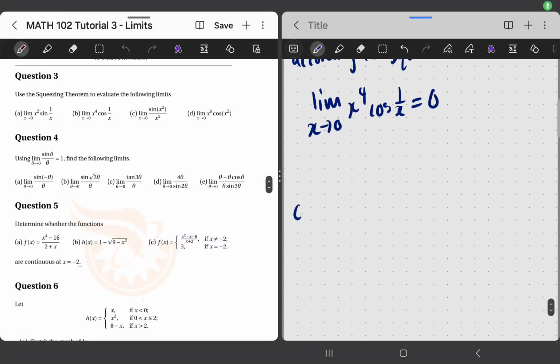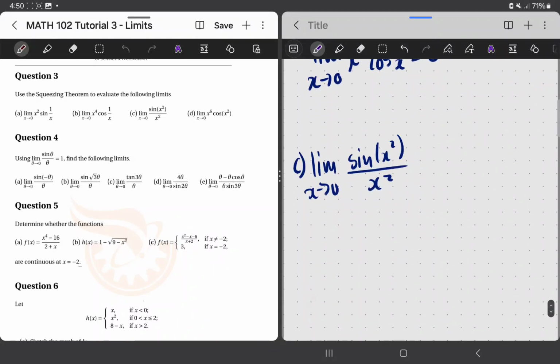All right, now we are doing part C, which is going to be the limit as x goes to 0 of sine of x squared all over x squared. Once you see sine of something, we don't care what it is. Once you see sine, you know it's from -1 to 1. So -1 is less than or equal to sine of x squared, which is less than or equal to 1.